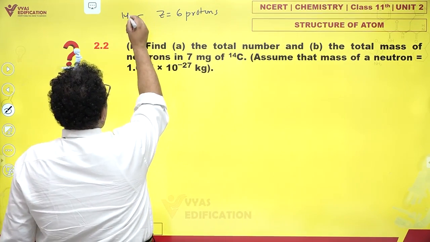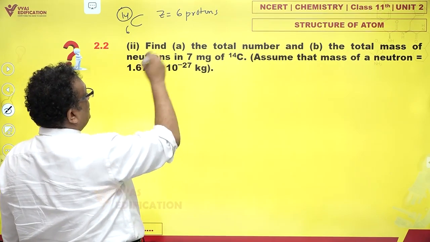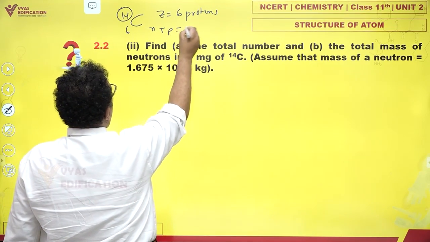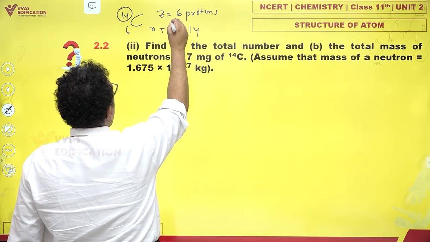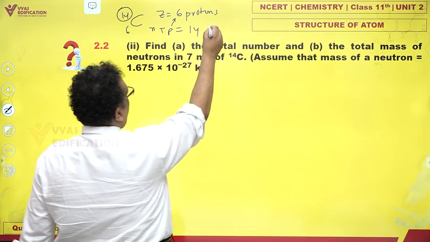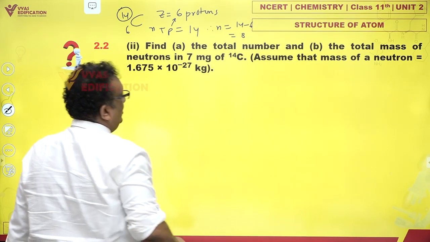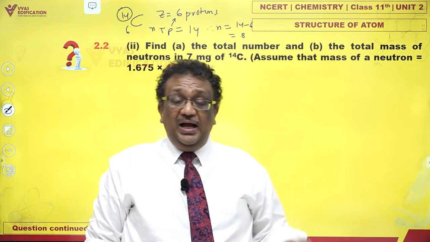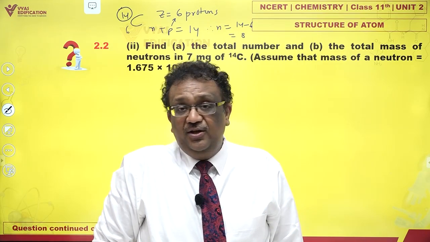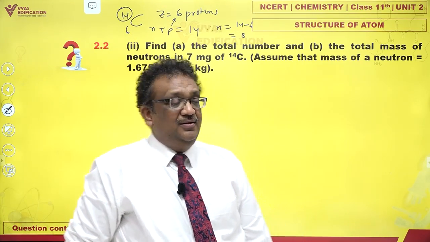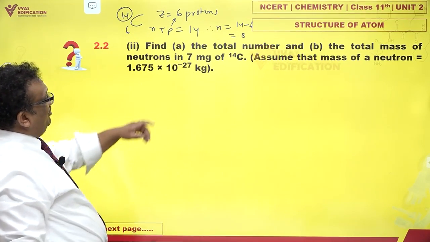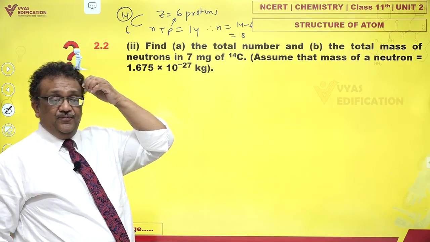And 14 is atomic mass number, so neutron plus proton is 14, but protons is 6. Therefore, number of neutrons is 14 minus 6, which is 8. So 1 atom of carbon contains 8 neutrons. 8, right? Now I have 7 milligrams of C14.